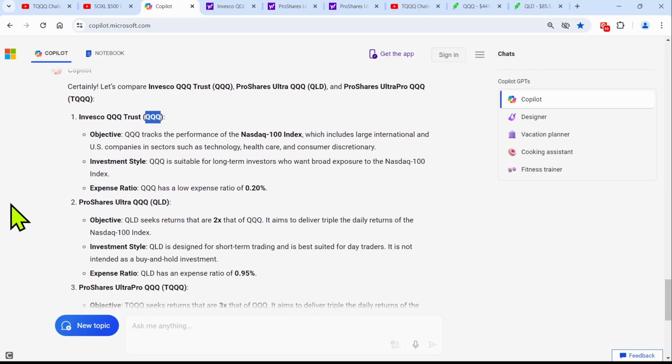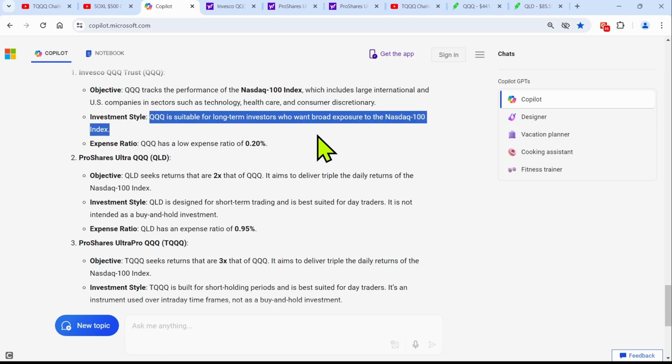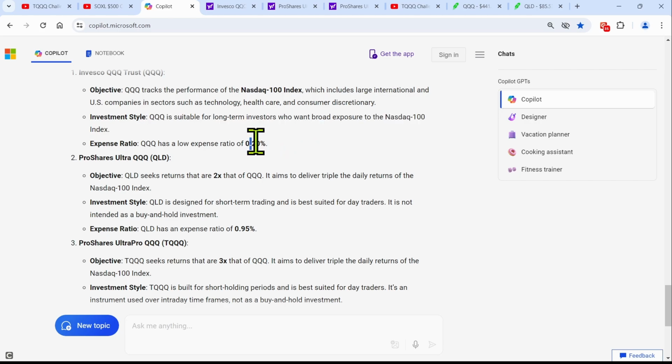QQQ tracks the performance of the Nasdaq 100 index, which includes large international and U.S. companies in sectors such as technology, healthcare, and consumer discretionary. QQQ is suitable for long-term investors who want broad exposure to the Nasdaq 100 index. QQQ has a low expense ratio of 0.20%.